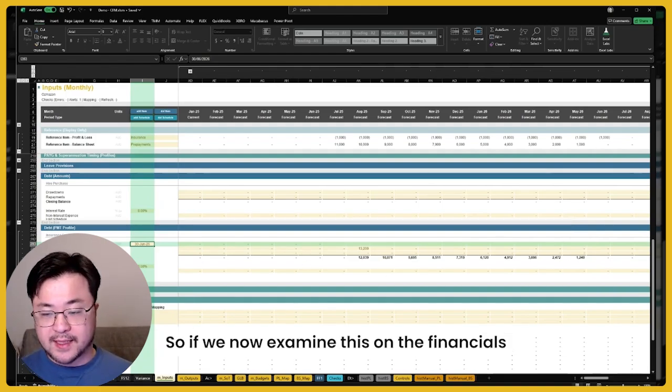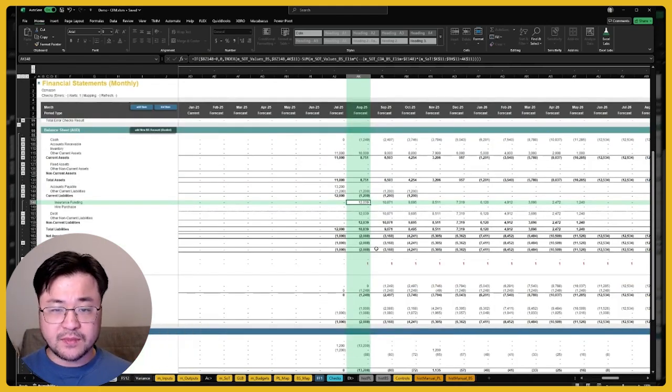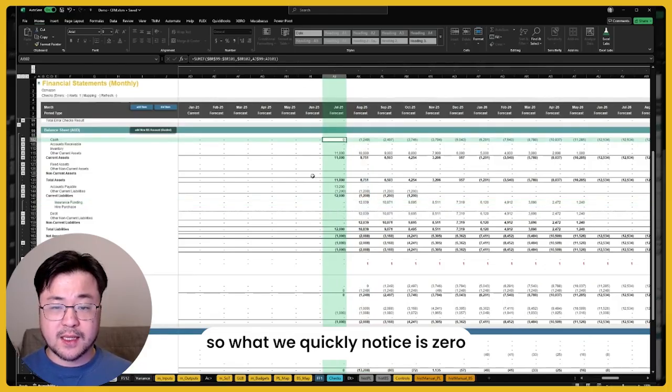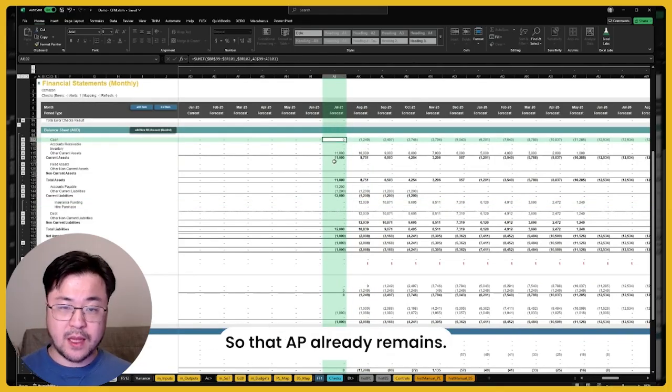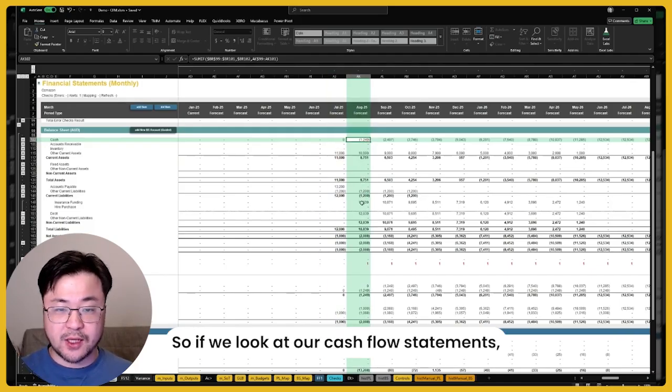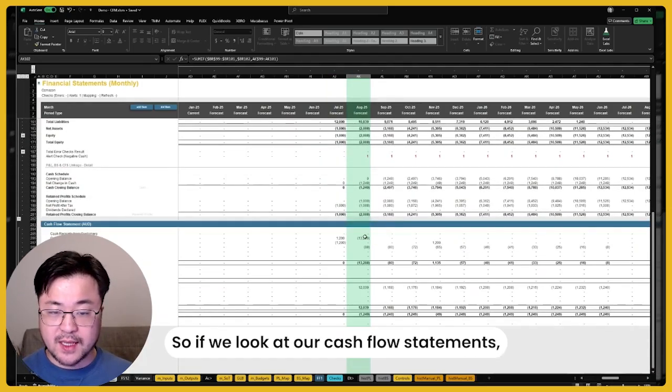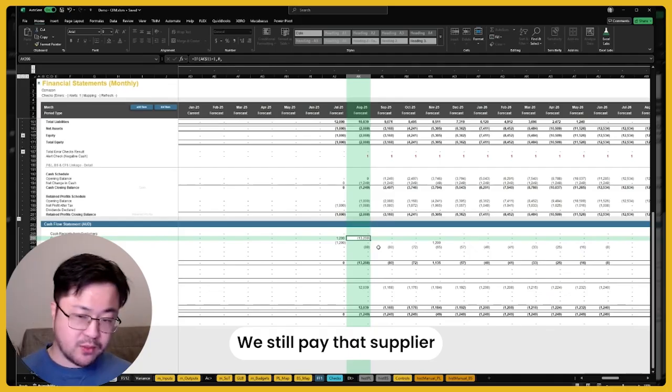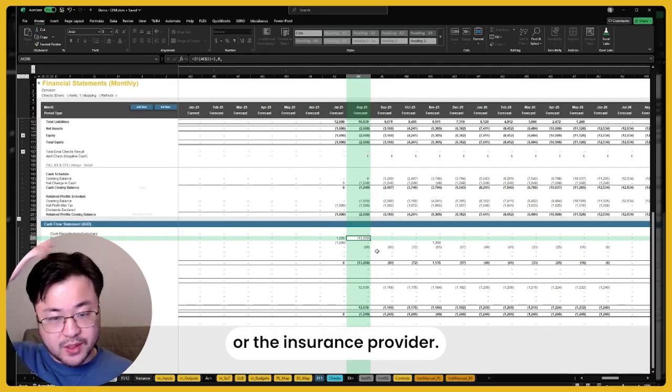If we now examine this on the financials, what we quickly notice is 0 is still there. So that AP already remains. Now we have the insurance funding. If we look at our cash flow statements, our payment still hasn't changed. We still paid that supplier, the insurance provider.